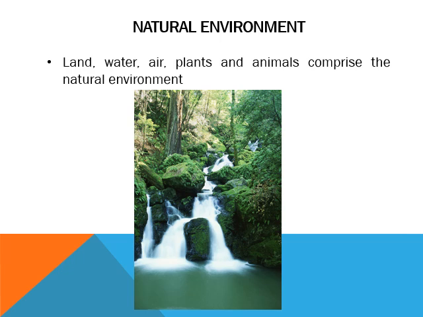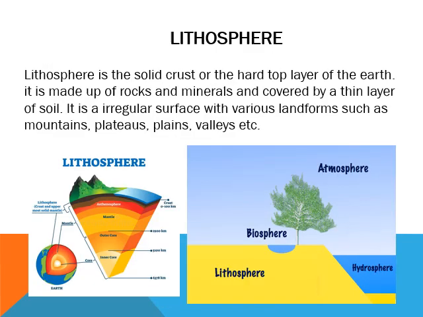Next one, natural environment. Land, water, air, plants and animals comprise the natural environment. Lithosphere is the solid crust or the hard top layer of the earth. It is made up of rocks and minerals and covered by a thin layer of soil. It is an irregular surface with various landforms such as mountains, plateaus, plains, valleys, etc.